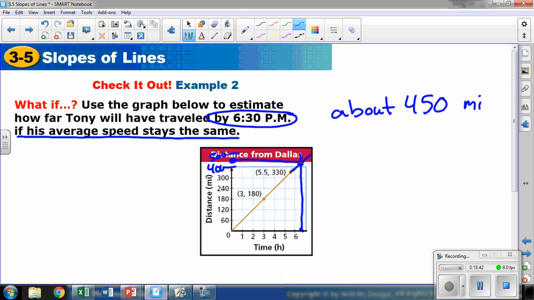And please note, this is only an estimate. If we wanted to have an exact answer, algebra showed us that we could create an equation, and then we could plug in 6.5 hours, and we could solve an equation.